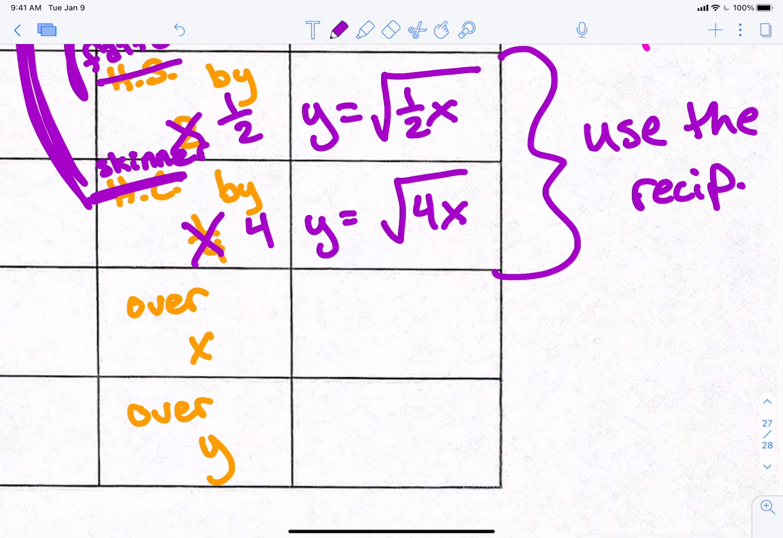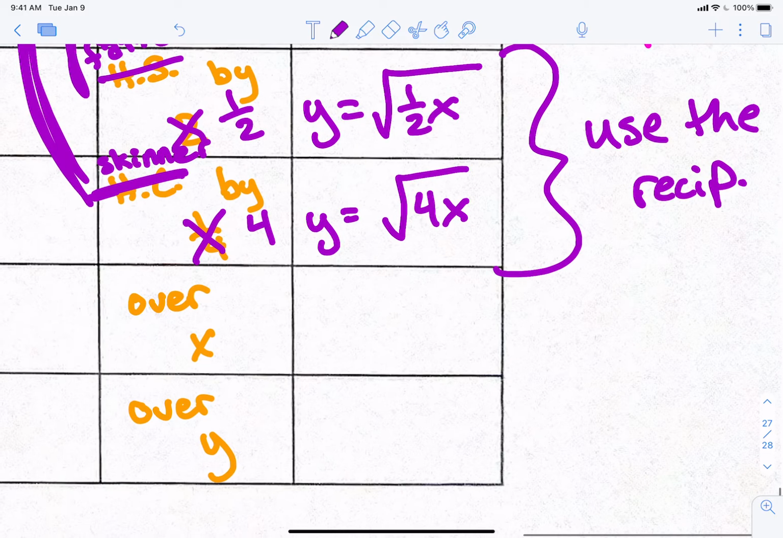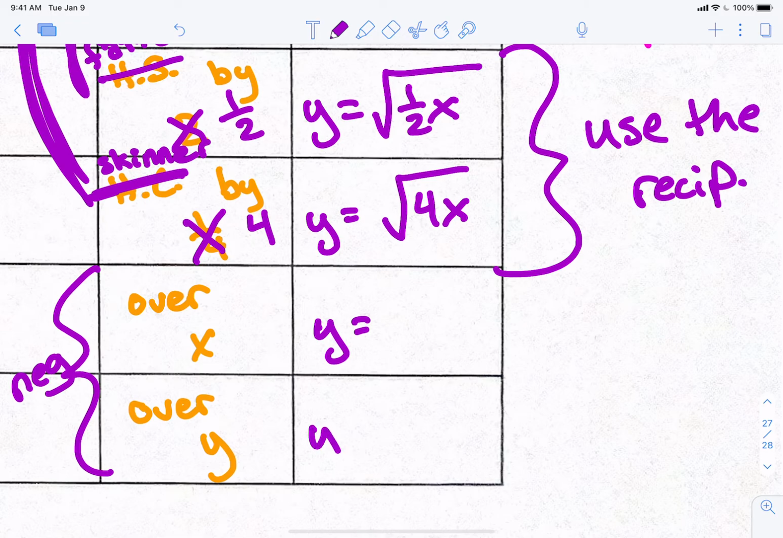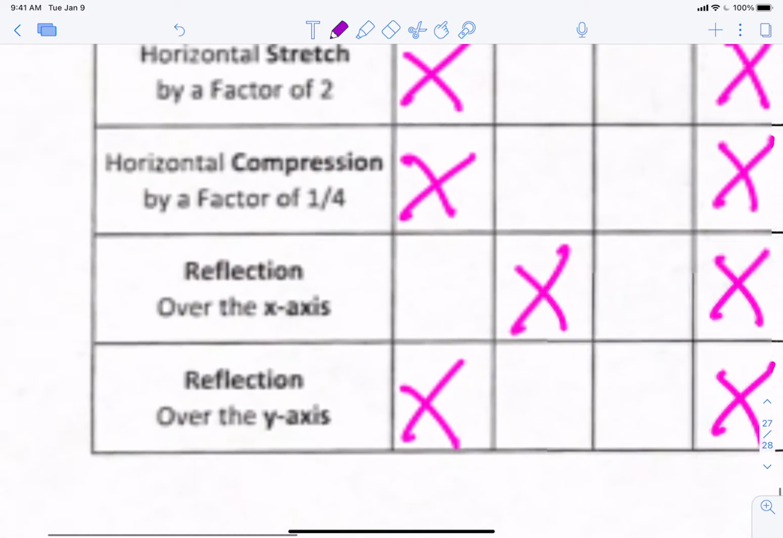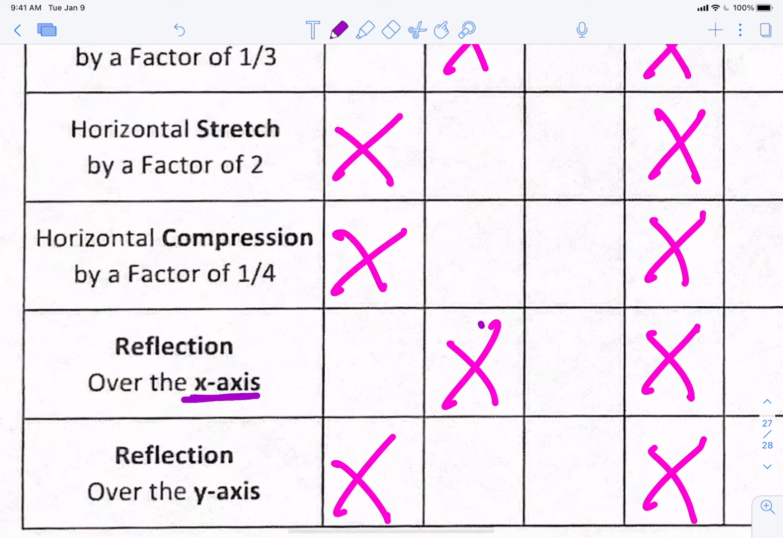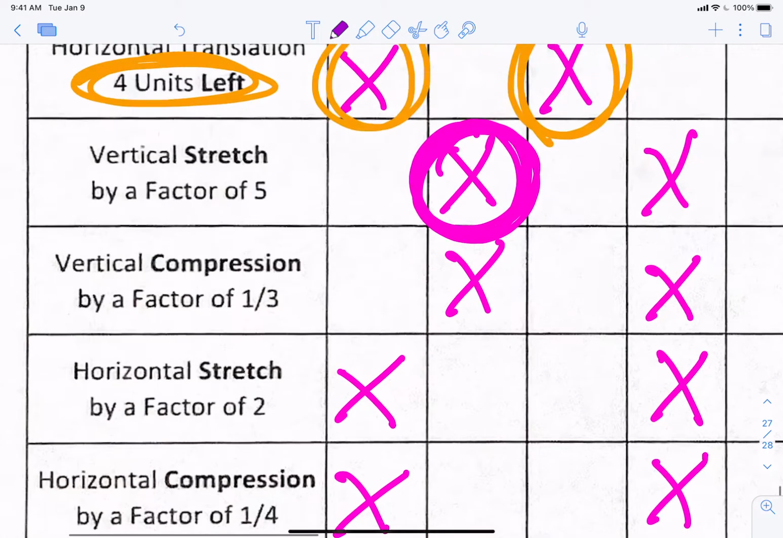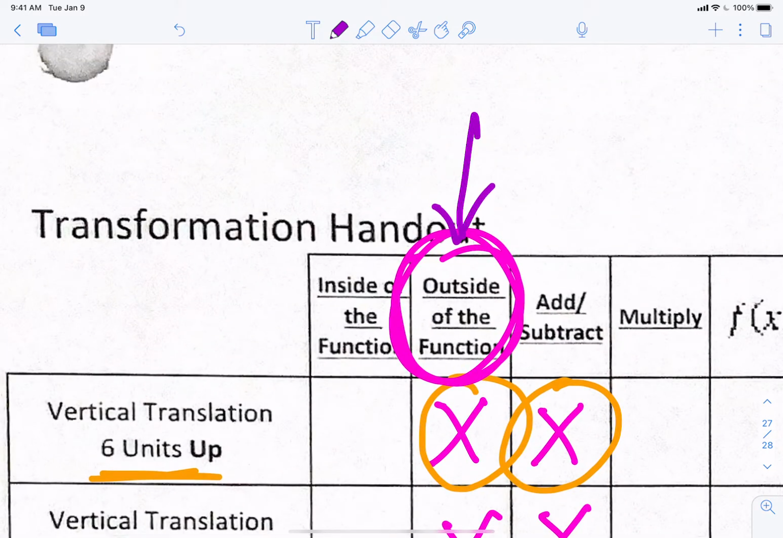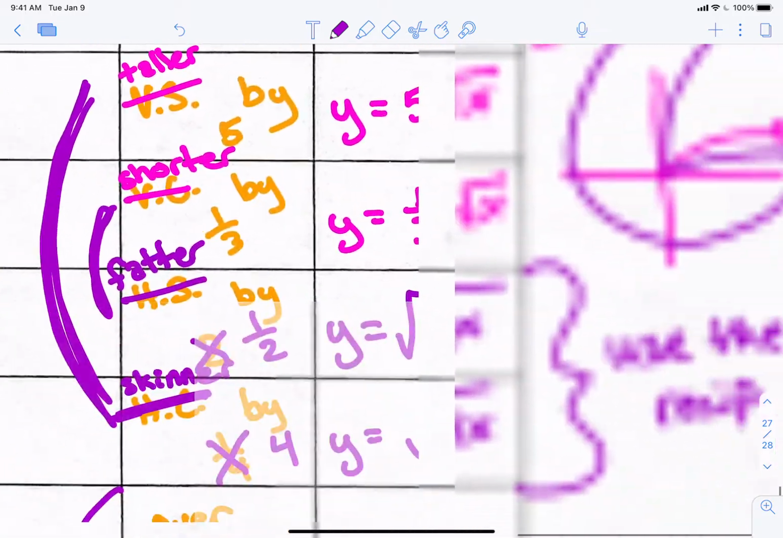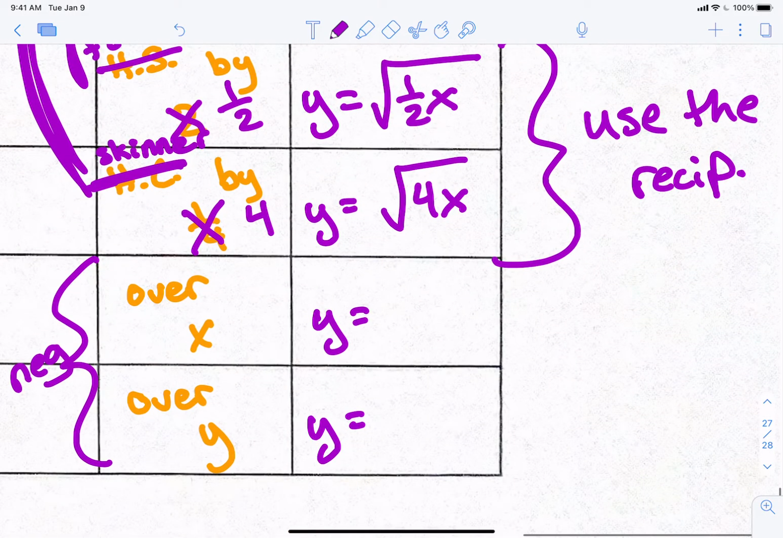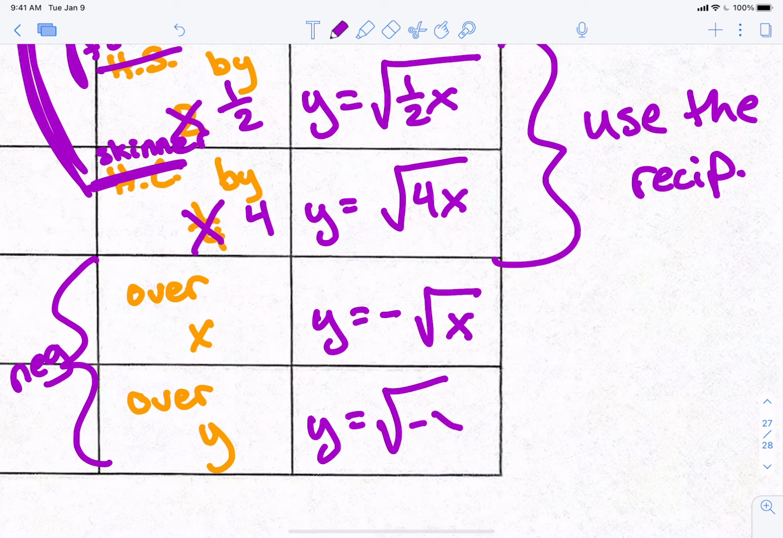Over the x versus over the y, they're going to involve using a negative, okay? But it just depends on where that negative goes. So if you use your cheat sheet over here, our reflection over the x-axis, this column says outside. So reflection across the x-axis, the negative goes on the outside. So what's that look like? Negative square root of x, right? When you're going over the y-axis, the negative goes inside. So it looks like the square root of negative x.